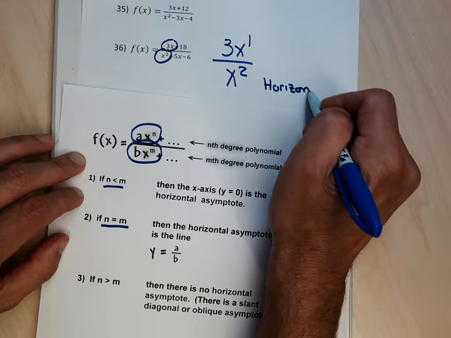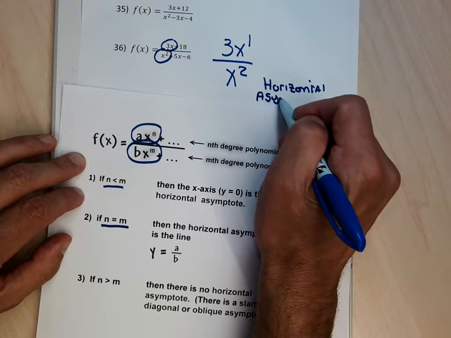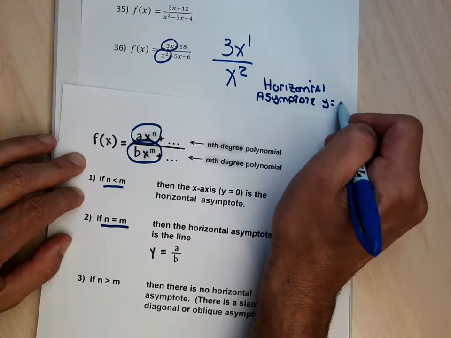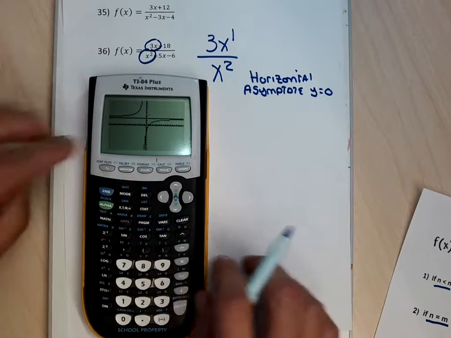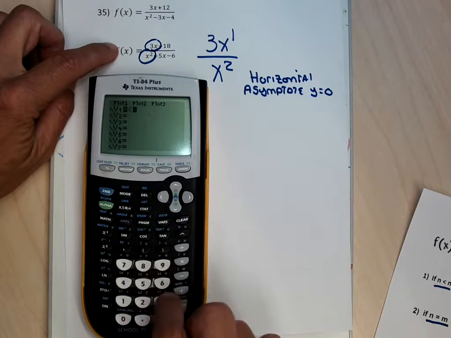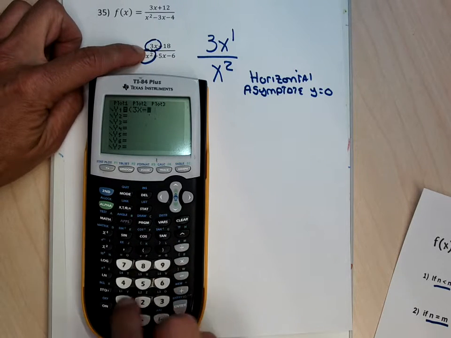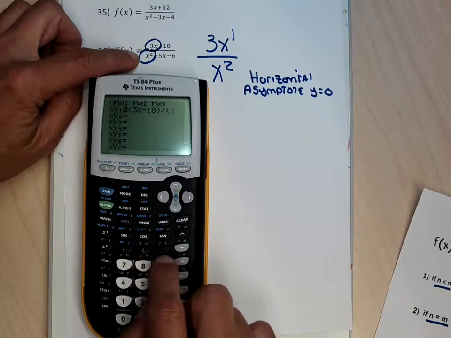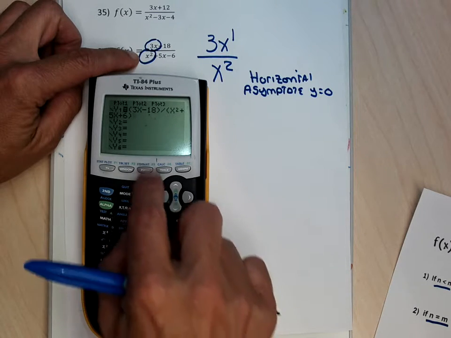So when I go to do problem 36, my answer is not going to require any algebra because the bigger exponent is in the denominator. It's just going to be the horizontal asymptote is y equal to 0. And let me graph this to show you that that's the case. I'm going to graph the function parentheses 3x, I think that was a minus 18. I hope it was. Maybe it was a plus 18. 3x minus 18 divided by x squared plus 5x plus 6. And I'm going to go back to a zoom standard.